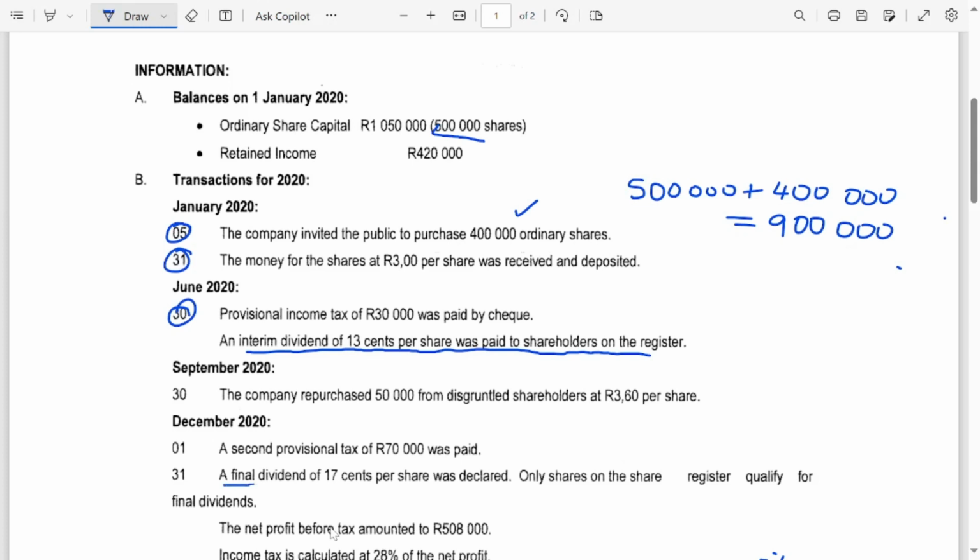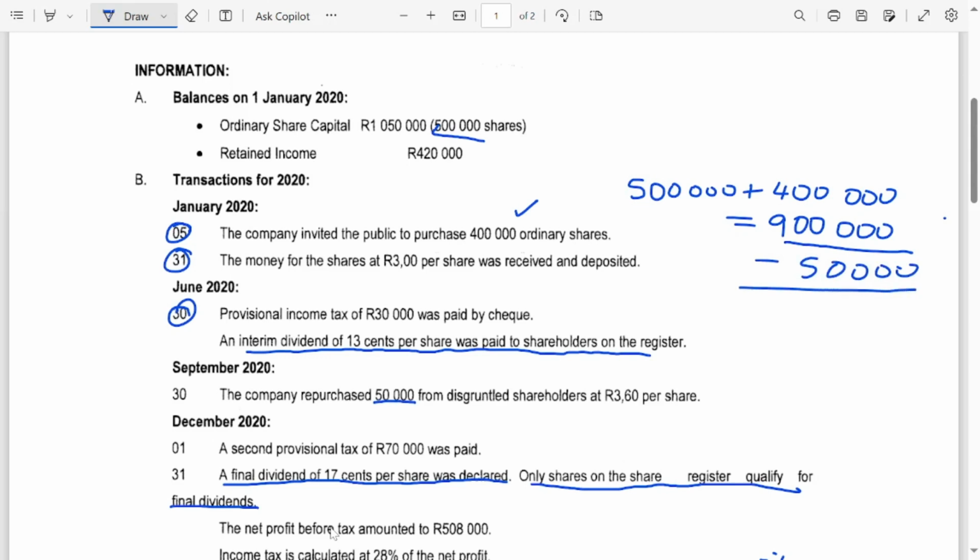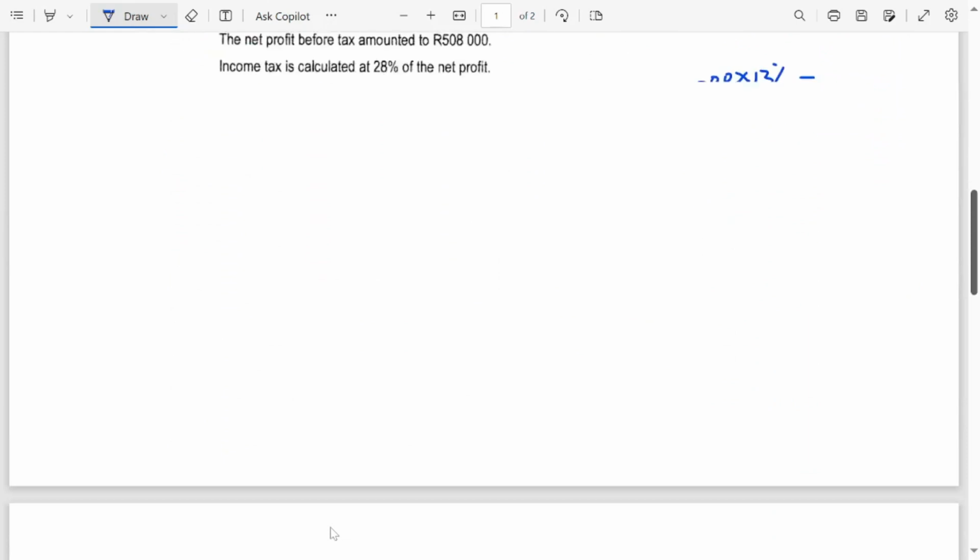Right? So what did they say? They said a final dividend of 17 cents per share was declared. Only shares on the share register qualify for the final dividends. So now, how many shares are there in the register? Because we had 900,000 shares, but then we bought back how many shares? 50,000 shares. So now we have how many shares which are left? We have 850,000 shares. So we are going to come in here.